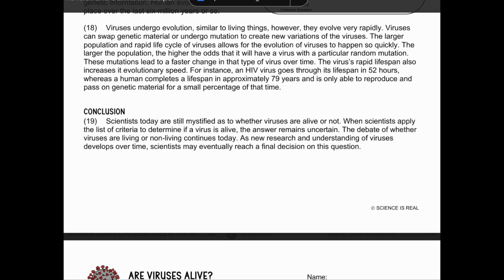For instance, an HIV virus goes through its lifespan in 52 hours, whereas a human completes a lifespan in approximately 79 years and is only able to reproduce and pass on genetic material for a small percentage of that time.